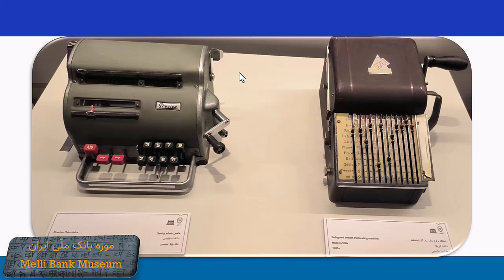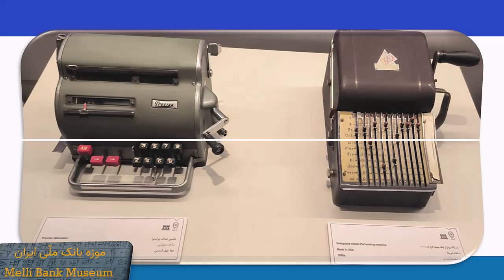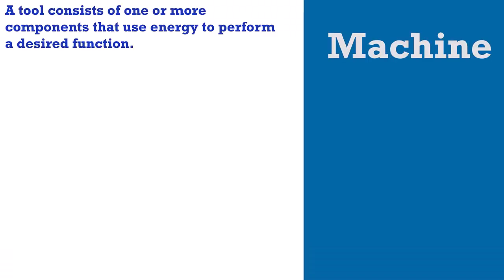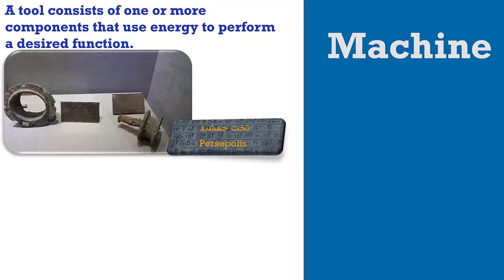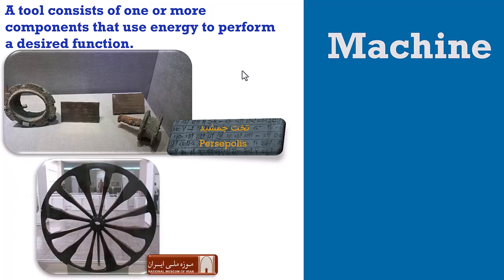Let's take a look at the definition of the device. A device consists of one or more components that use energy to perform a desired function. There is a wheel hub and a pulley in this photo that is in Persepolis. These components are defined and standard and can be produced and used in large numbers. Maybe these can be called machine components, like wheel nuts and bolts, or this wheel that can be used in a chariot to transport or move people.